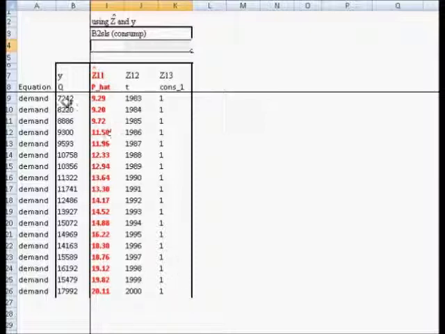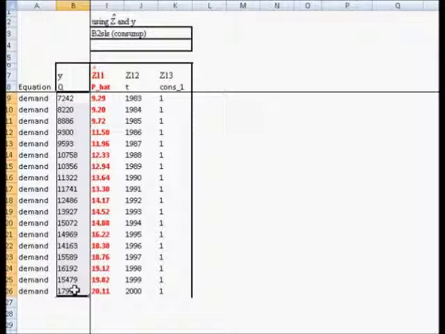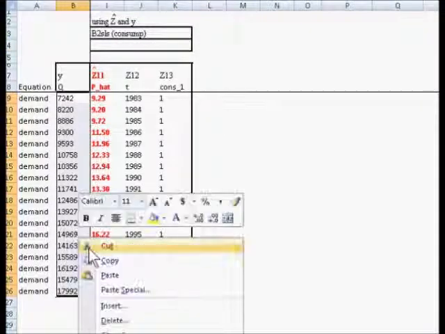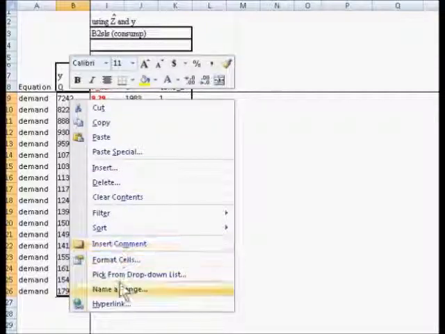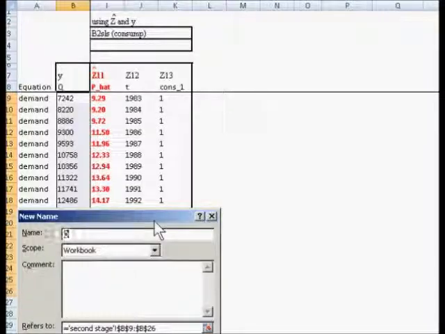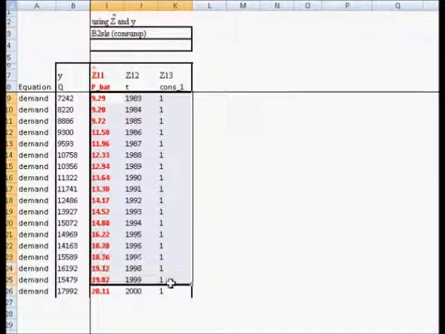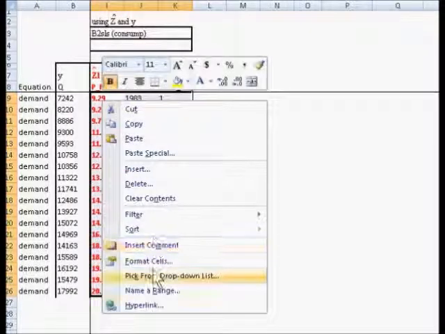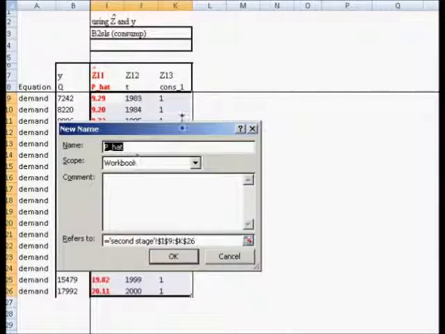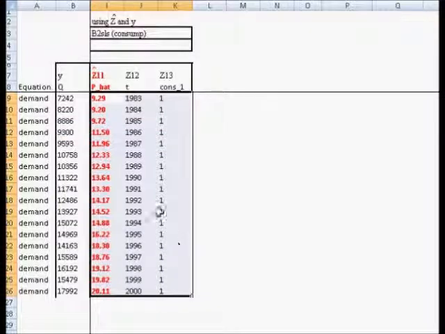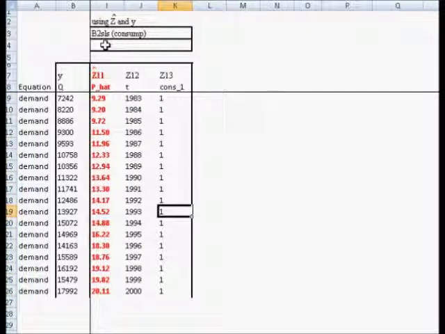Before we do that, we're going to name this part of Y, we're going to name it y1 underscore. And then we're going to hit OK. We're going to name this part of Z hat z1 hat. Now we just apply OLS to y1 underscore and z1 underscore hat.